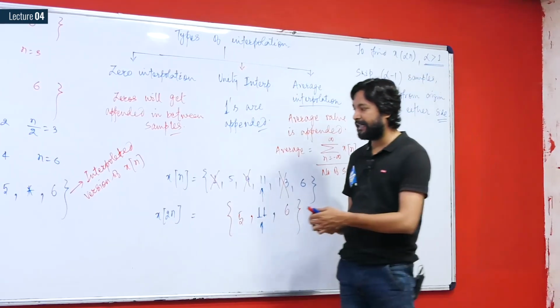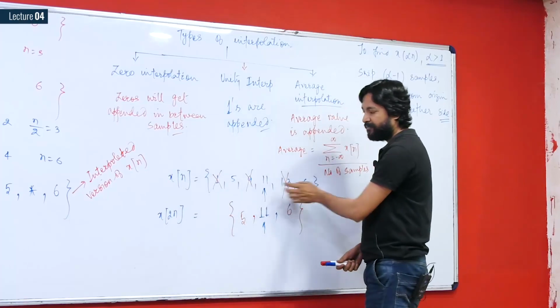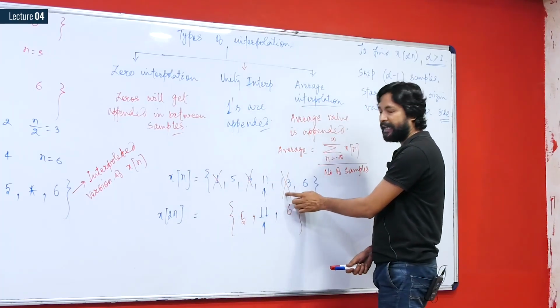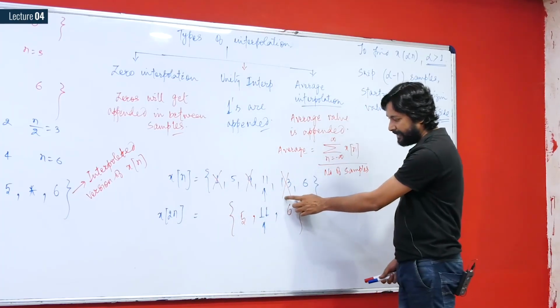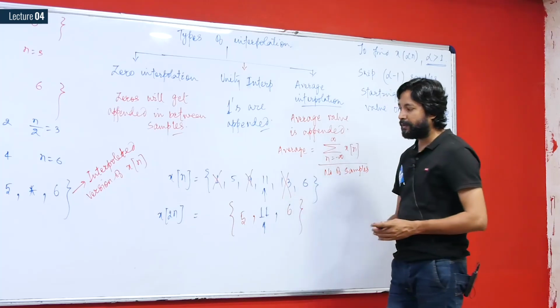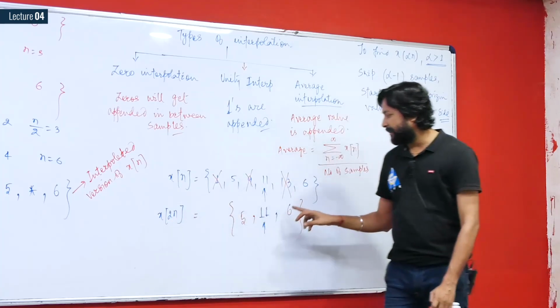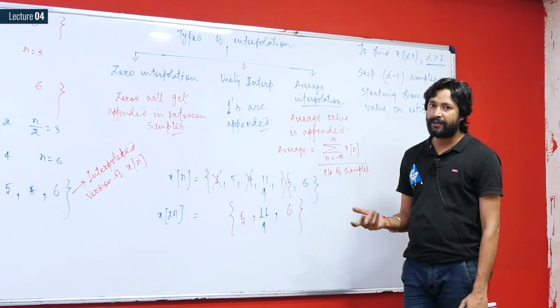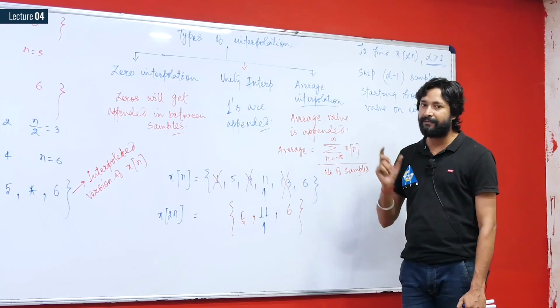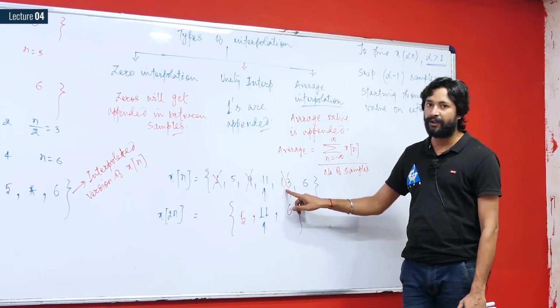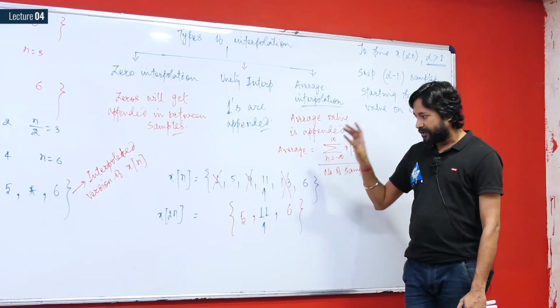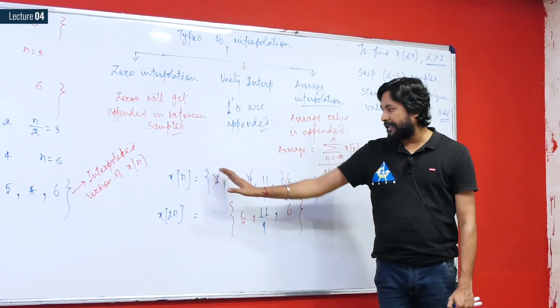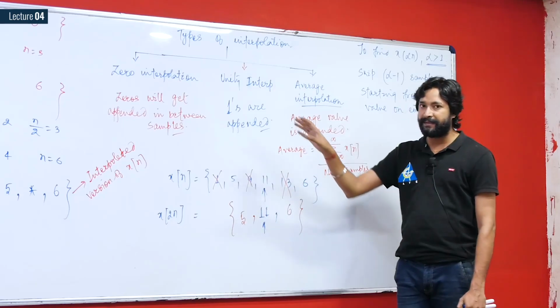Now you have seen that for the signal x of n, the values at n equals 0 and n equals 1 are given. For n equals 1, if you replace by 2n, then 2n equals 1, or n equals 1 by 2, will not give you an integer value of n. Therefore this sample will not be there in x of 2n. So this is the simple reasoning why we are skipping these samples, as we have seen earlier.